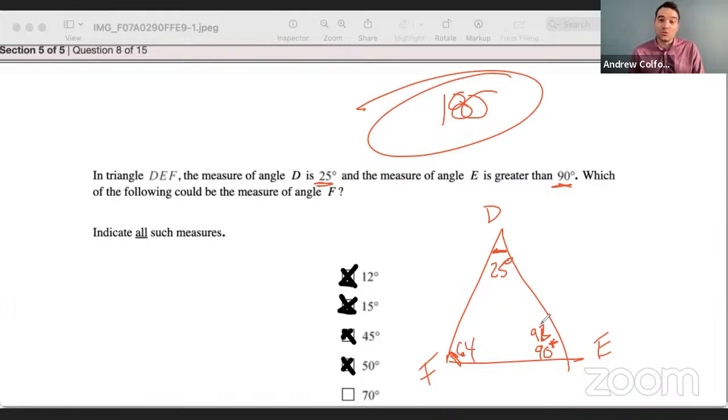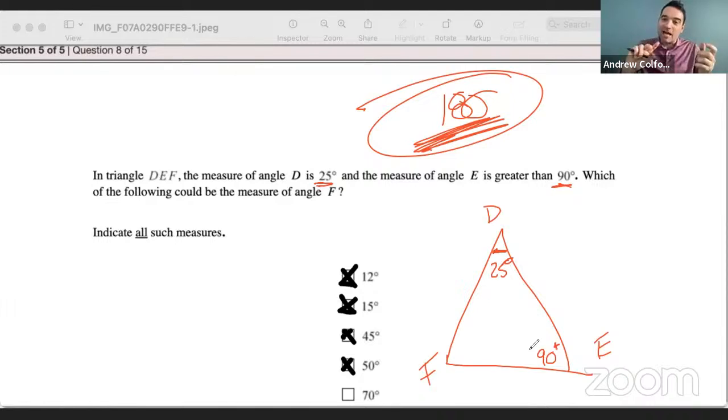And if it's 92, this would be 63. And if it's 93, this would be 62, right? The idea is it's a zero sum game. I only have 180 degrees to distribute. So the maximum that this angle could be, since this one is 90 plus, every angle I give to E is one taken away from F, and that means that there's a cap on F.